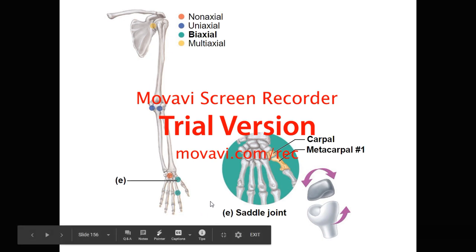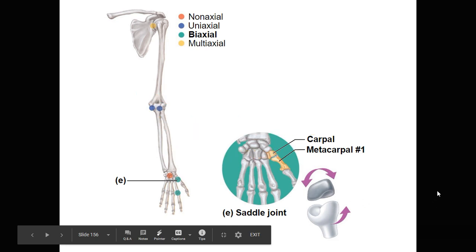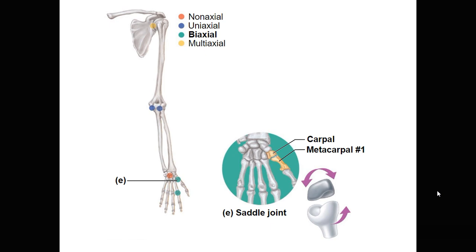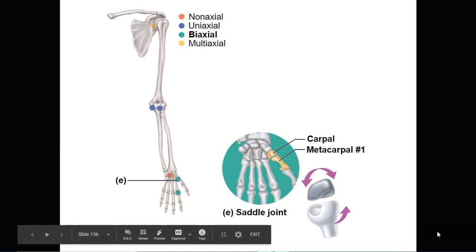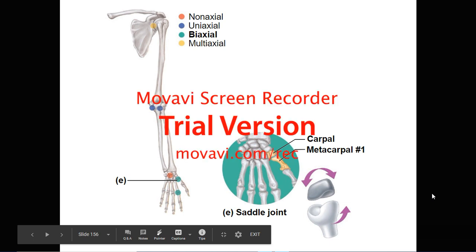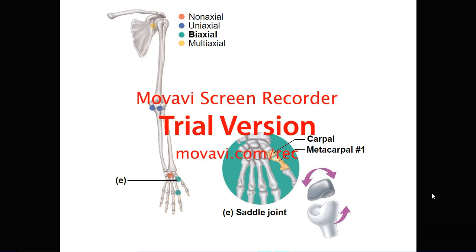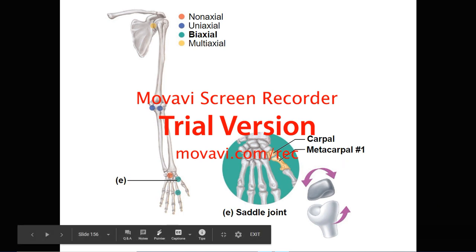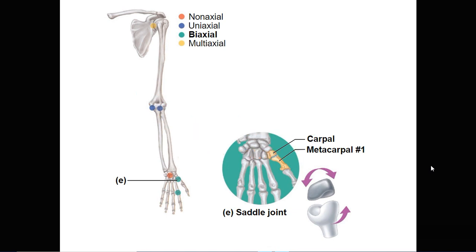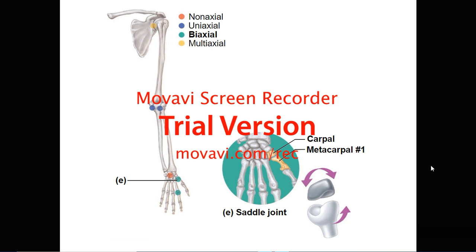Another example of a biaxial movement would be the carpometacarpal joint of the thumb. This figure is highlighting the joint of the thumb, and this is also an example of biaxial movement. At this joint, you're allowed to do flexion and extension, and you also do adduction and abduction.